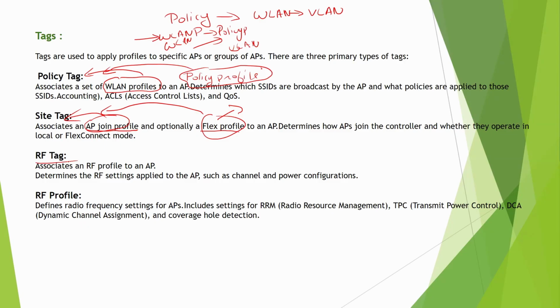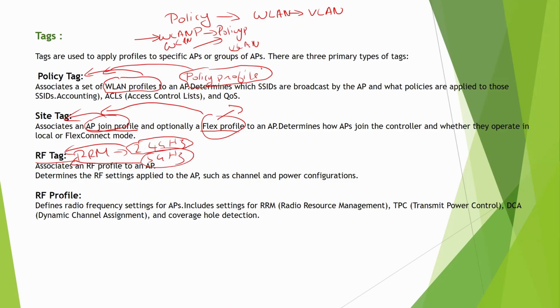And now we got the RF tag. The RF tag will have the RRM settings. This will be for 2.4 gigahertz and also 5 gigahertz. Separately, we need to define the RRM settings, and those RRM profiles for each of these radios will be put into the RF tag.